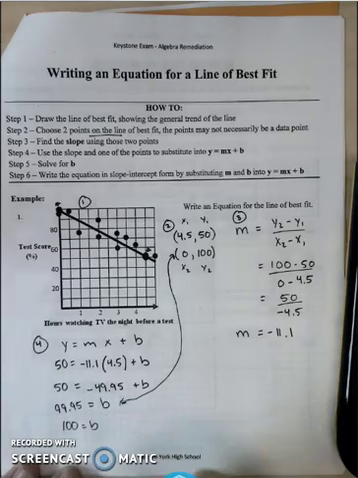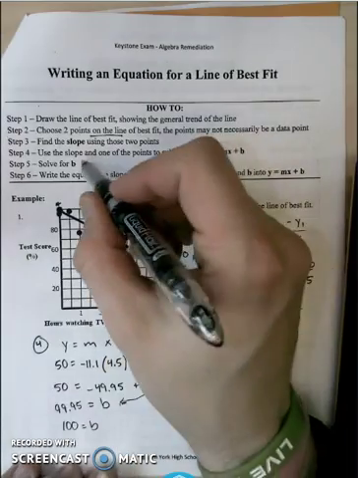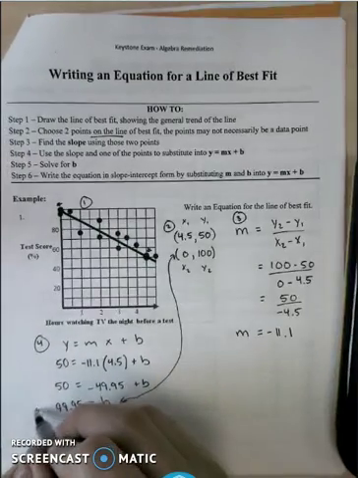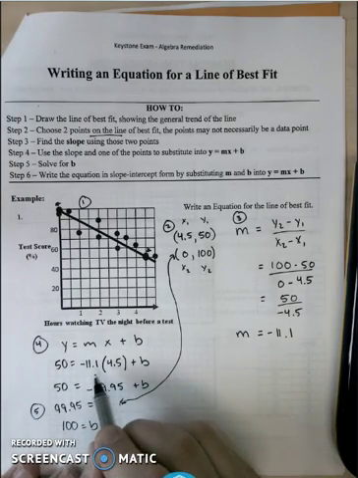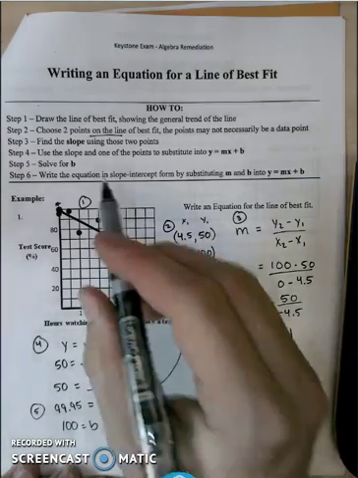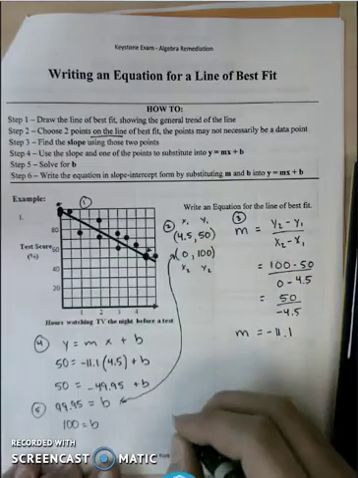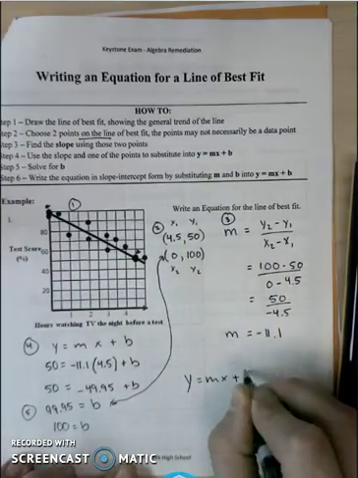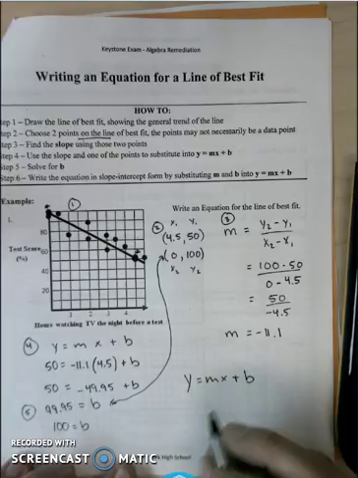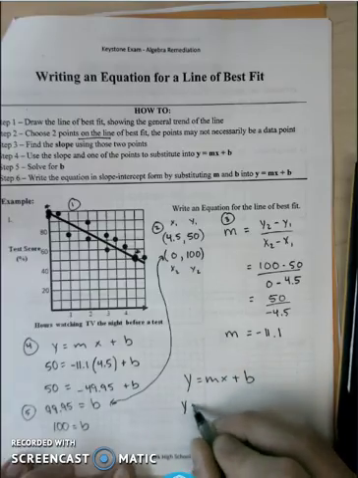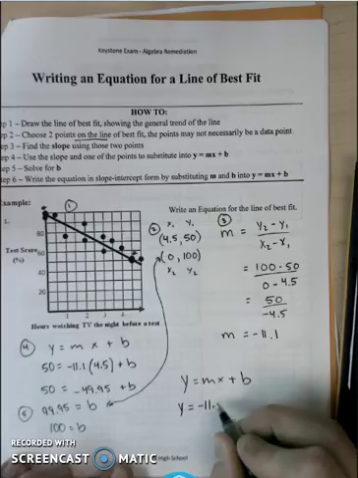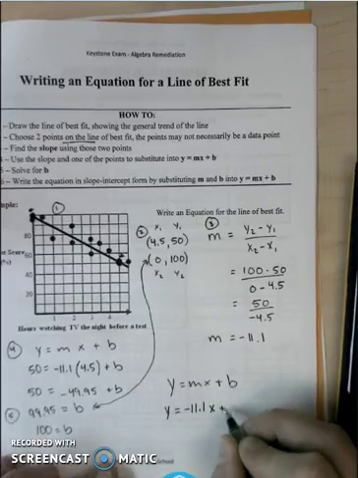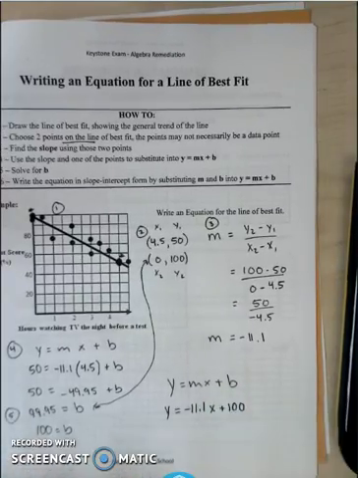You can keep it as the decimal if you'd like. And then lastly, we solved for b, so this was step 5 as well. We plugged in our values, we solved for b. b was equal to 100. And so we have, remember, y equals mx plus b. And our line of best fit, to finish things up, is going to be y equals negative 11.1x plus 100. And that should make sense.